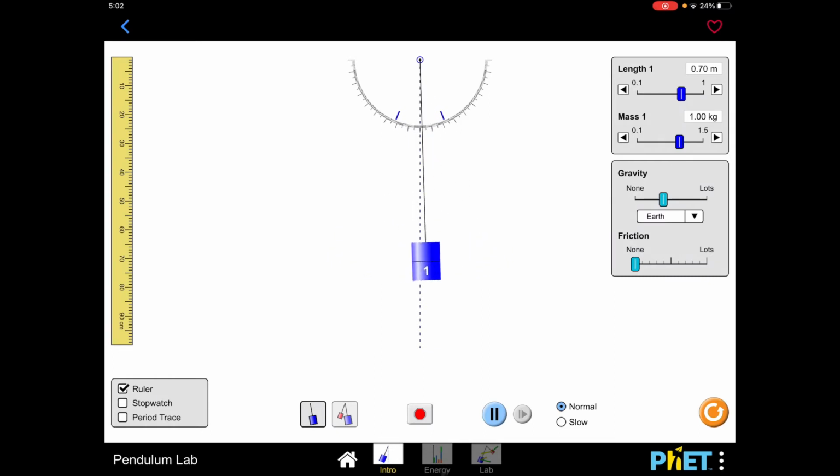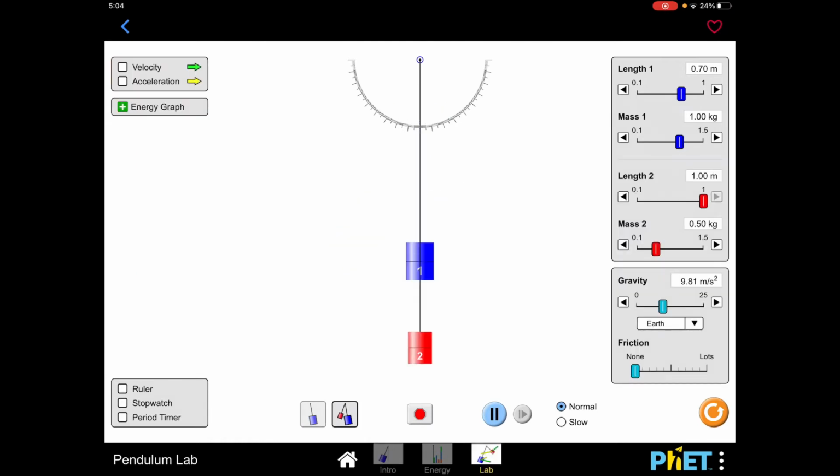When an object is in simple harmonic motion, as it is for this pendulum, the period is the time it takes the object to go from one extreme end to the other and back again. Let's trace it. So the period is the time for this full oscillation. It's given by a capital T. So the period of a pendulum is dependent on the length of the pendulum.